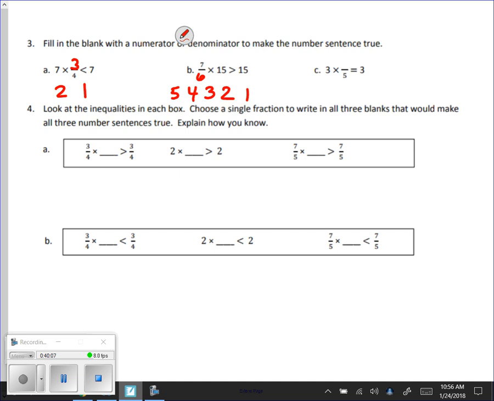Very good. Okay. 3 times something to be equal to 3, Antonio. I'm using 5. Can it be anything else? No, it cannot be anything else. Okay.